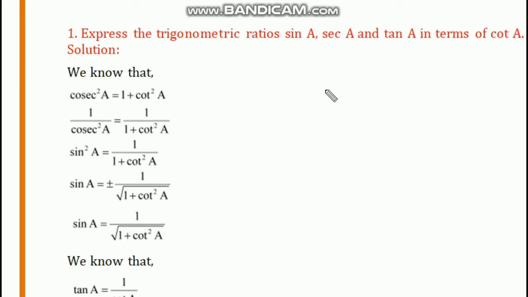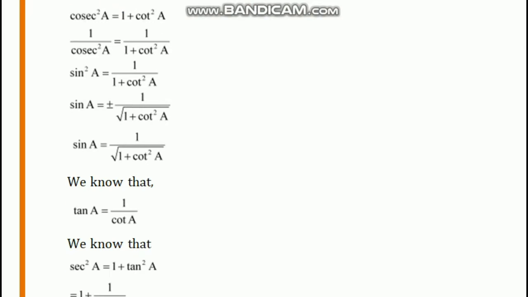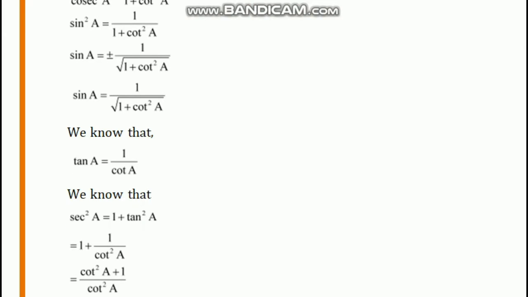Okay. And next we need to express secant A and tan A in terms of cot A. So tan A equals 1 by cot A. So tan A, the inverse is 1 by cot. So directly we can change it in terms of cot A. And the next one, we need to change secant into cot.